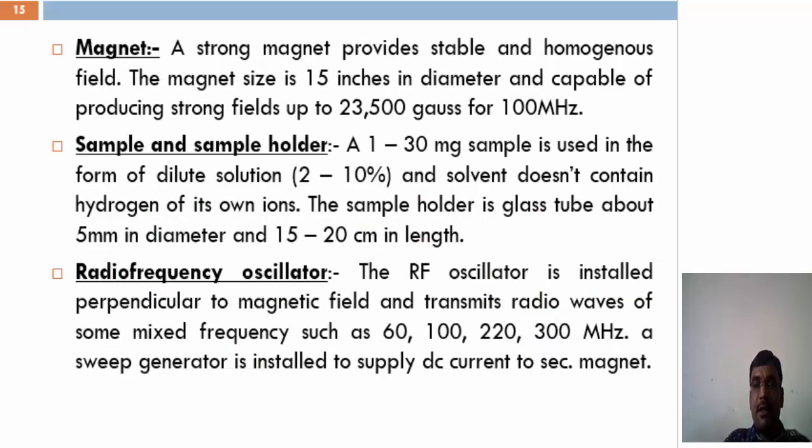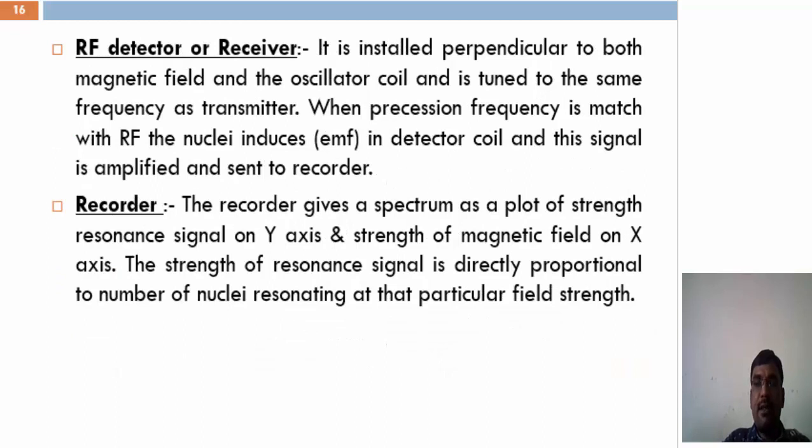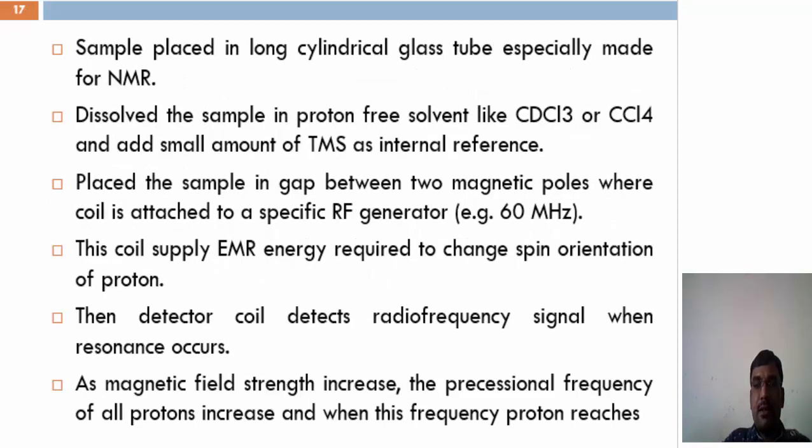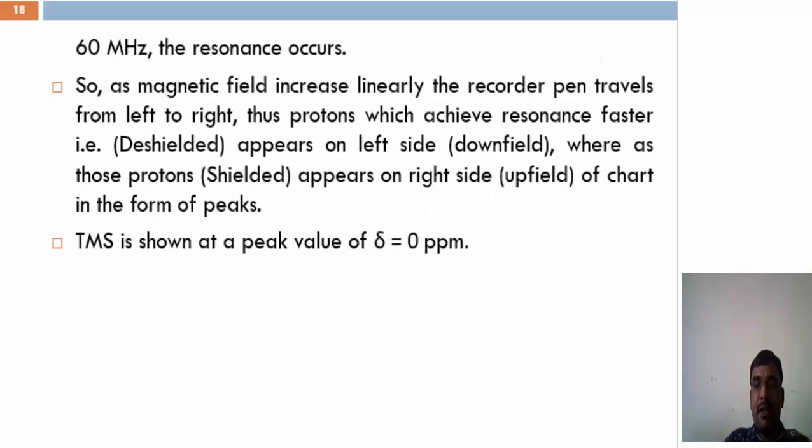The magnet: how is the magnet required in NMR spectroscopy? Here it is given for 100 megahertz, which will produce 23,500 Gauss. RF detector or receiver, recorder, and the working of the instrument. You can see here how the instrument works for 60 megahertz.